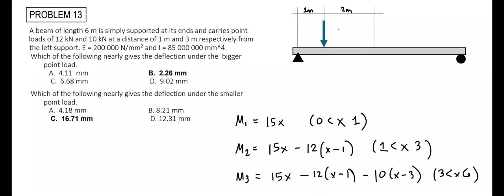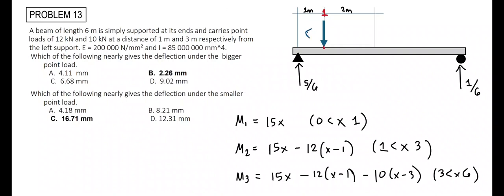For the next step, we will place a unit load on the point of the beam where the bigger point load is located, which is at a distance 1 meter from the left support. Now solving for the reaction using statics, this has a value equal to 5 over 6, and this one has a value equal to 1 over 6.